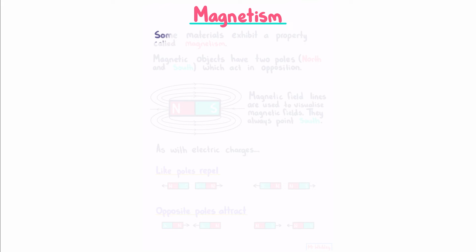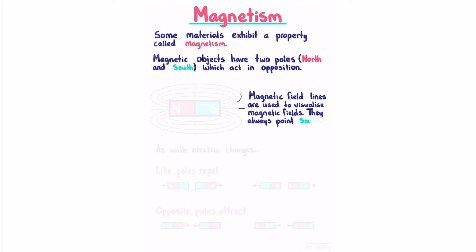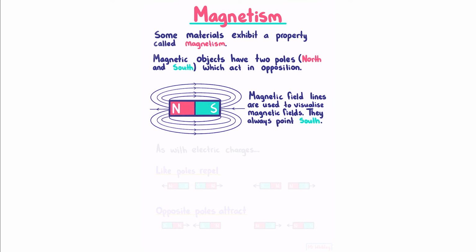Magnetism. Some materials exhibit a property called magnetism. Magnetic objects have two poles, north and south, which act in opposition. Similar to electric field lines, we can use magnetic field lines to visualize magnetic fields. And whereas electric field lines always point towards negative, magnetic field lines always point south. That is to say, away from north and towards south.